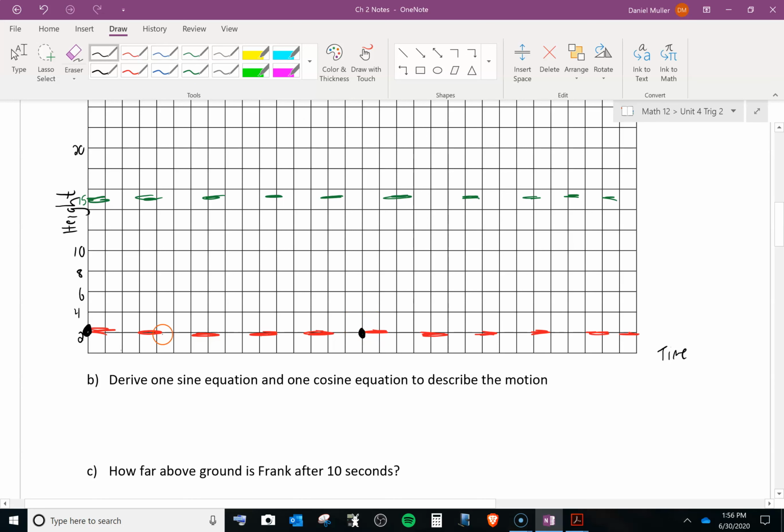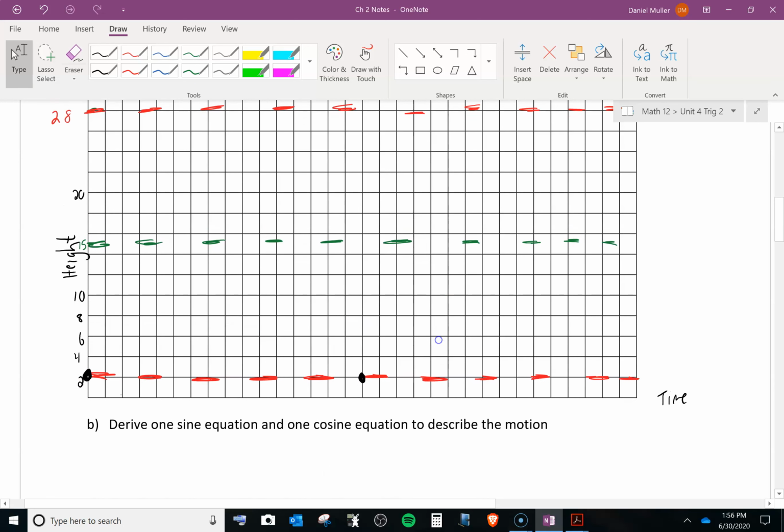So halfway in between, you are going to be at the top of the ride. Obviously it's going to be 16 here, so halfway would be 8. 1, 2, 3, 4, 5, 6, 7, 8.